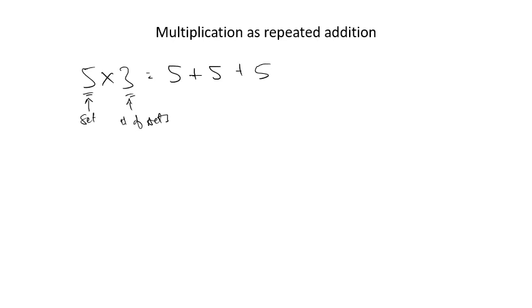Now, we can extend this to say 3 times 5 would be 3 plus 3 plus 3 plus 3 plus 3. We do want students to understand that there is a distinction from a model standpoint between 5 times 3 and 3 times 5, even though mathematically we're going to see that they come out to be the same thing.